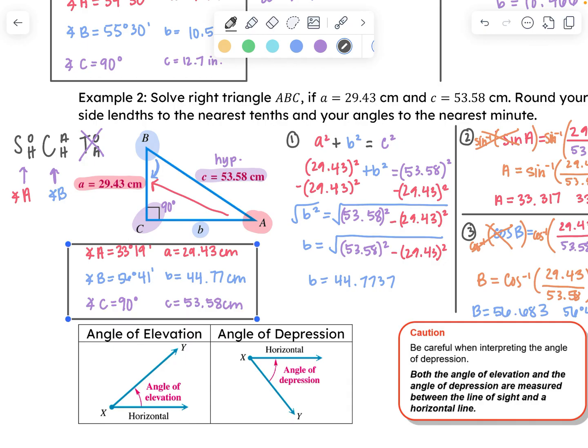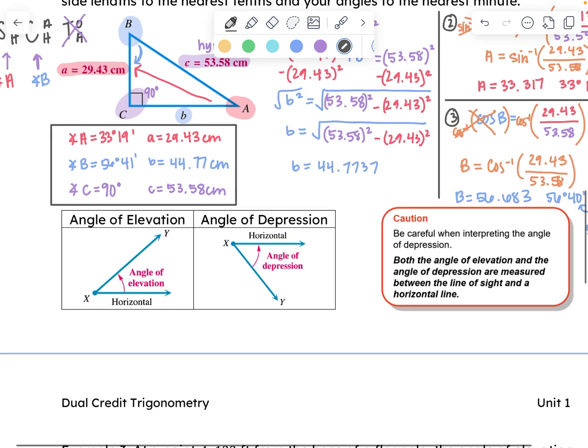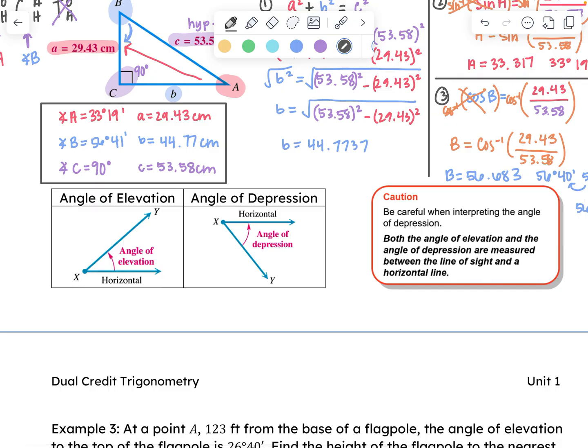Now, where this is applicable, you don't necessarily have to find all of the missing parts. You're just going to find certain missing parts. And one of the most common ones is angles of elevation and angles of depression. So we've got that right here. If we've got an angle of elevation, that's going to be like looking up. An angle of depression is looking down. And it says, be careful when interpreting the angle of depression. Both the angles of elevation and the angle of depression are measured between the line of sight and the horizontal line. So be careful when you're looking at it.